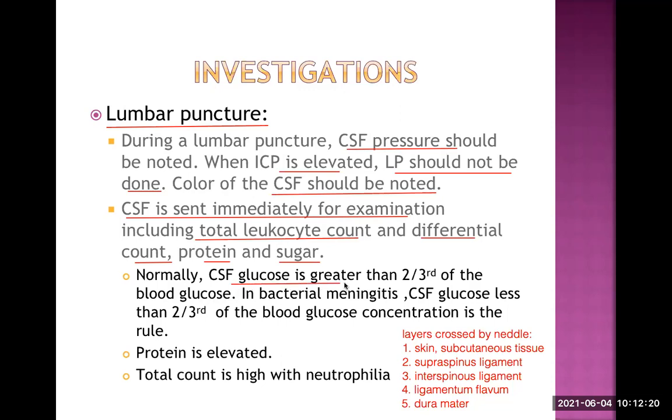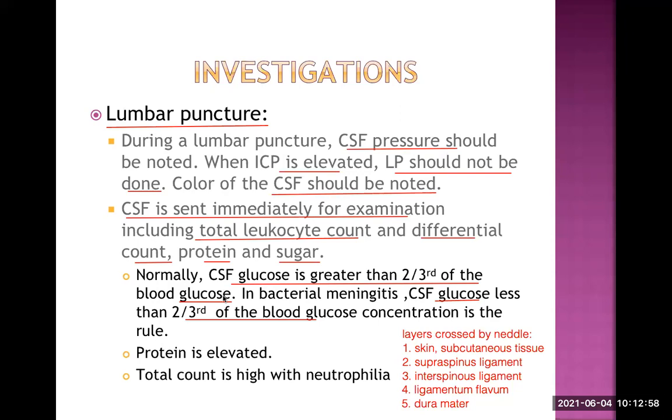Normally, CSF glucose is greater than 2/3 of the blood glucose. And in bacterial meningitis, CSF glucose becomes less than 2/3 of the blood glucose usually, because those bacteria consume the CSF glucose which is present there. So this is a very, very important point. Now, I should order the random blood sugar also in my investigation. Then only I can calculate what is the 2/3 of the blood sugar. This is an important point, and so many times we ignore this.